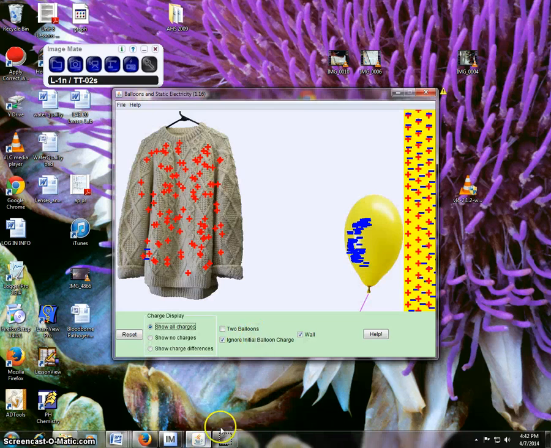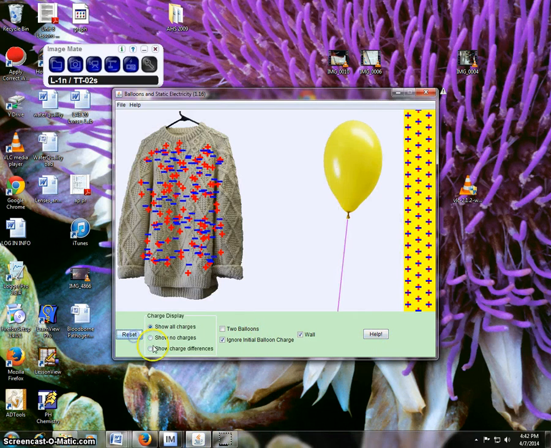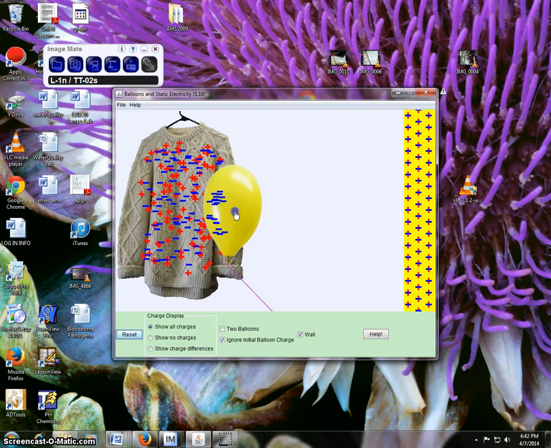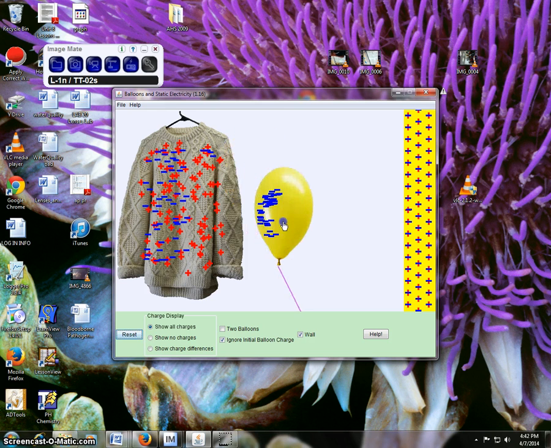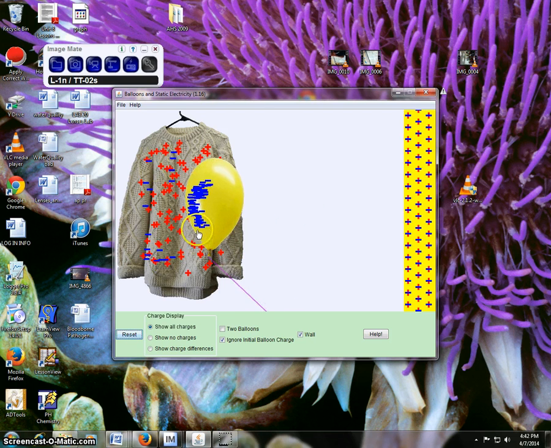Now, if we look here, I have an example of a simulation. Here you have a wool sweater, and if I take a balloon and rub it, you can see that the electrons are transferring to the balloon. If I release the balloon, after it has picked up some electrons, it is then attracted to the sweater. This is an example of electrical force, which we'll go into more detail later.